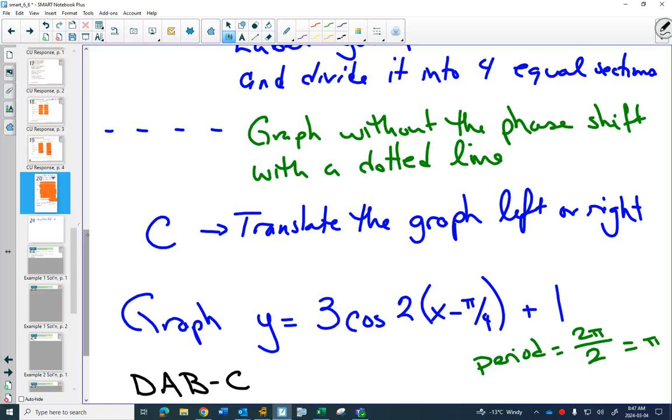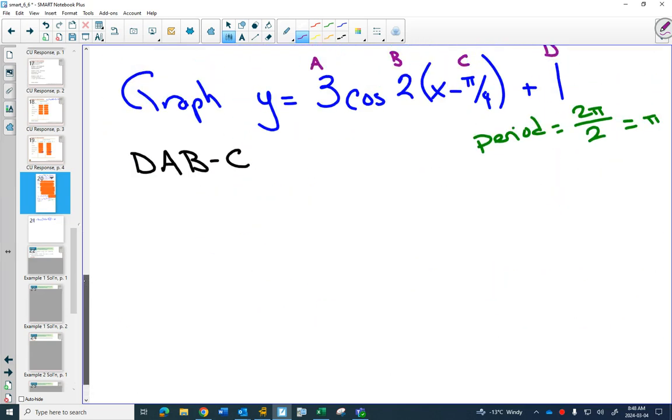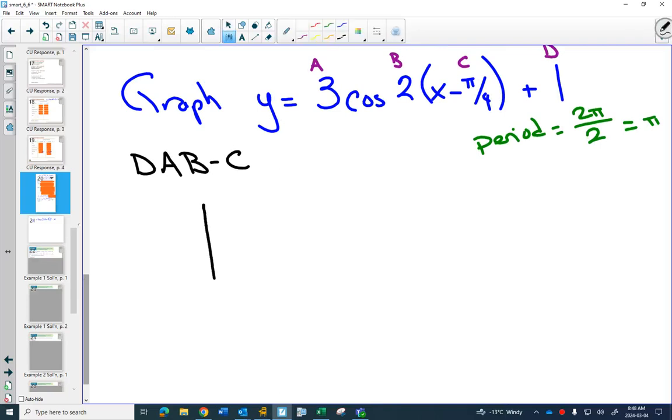So, I want to graph this. It has all the transformations. I notice that it is nicely already in factored form, so that's good. It is in the right form. This would be my A value, my B value, my C value, my D value. So we're going to graph. We set up our graph.